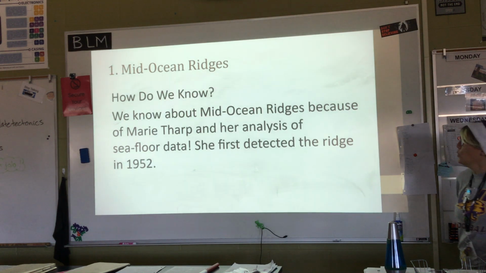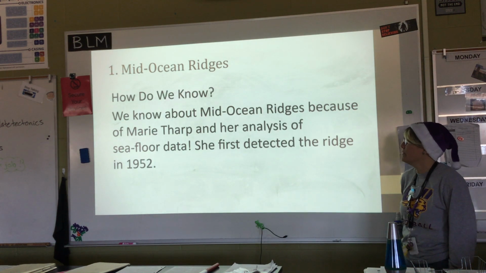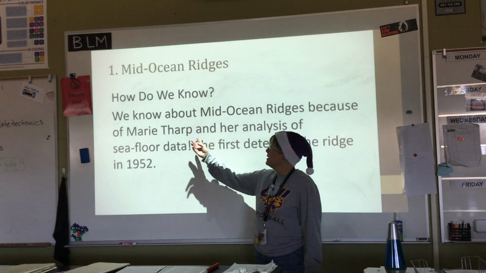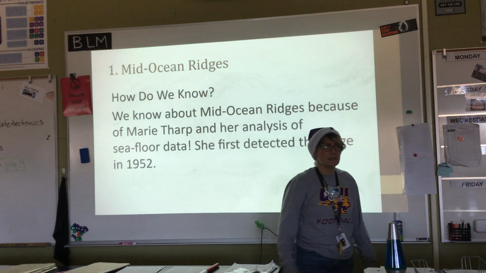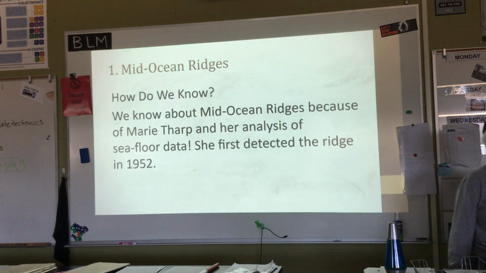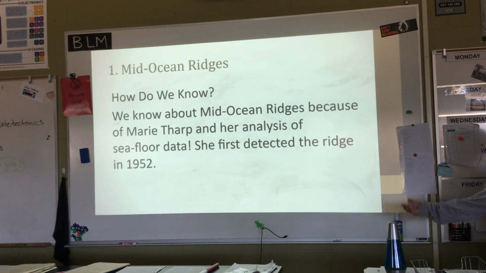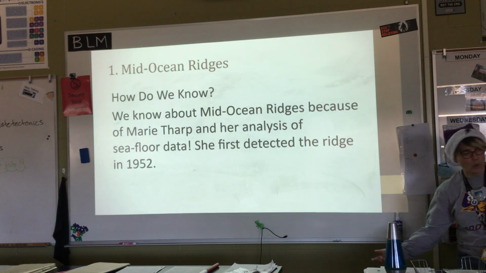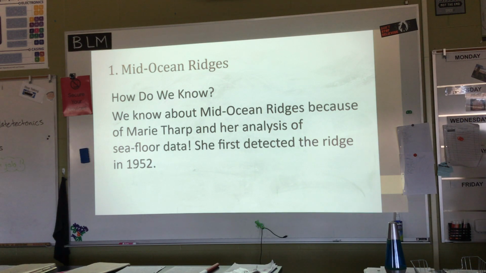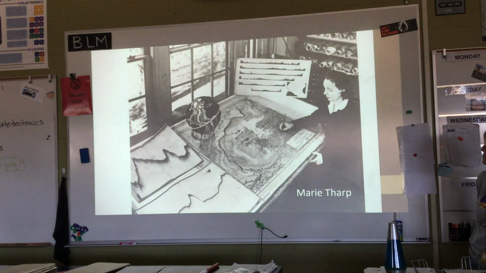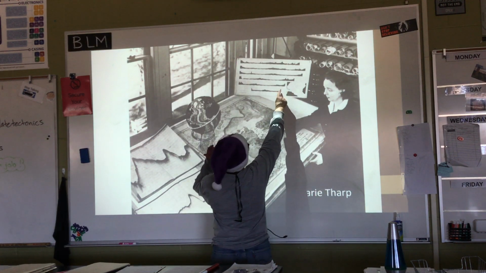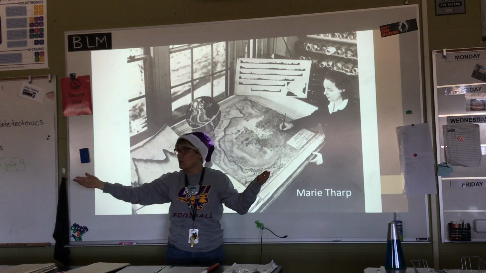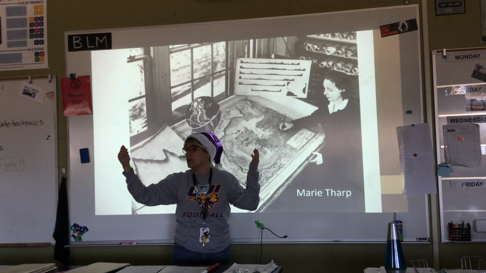So how do we know this? We know about the mid-ocean ridge because of Marie Tharp. Marie Tharp was what's called a cartographer. Has anybody ever heard of that word? She was a very famous map maker. At the time, she wasn't very famous, though, because it was the 1940s, 1950s, and she was a woman. Unfortunately, she had that going against her. But she was the first to detect the ridge in 1952. This is Marie Tharp, and these were the ridges that she had detected. She was making maps of the sea floor, just like you did when we charted the ocean floor.